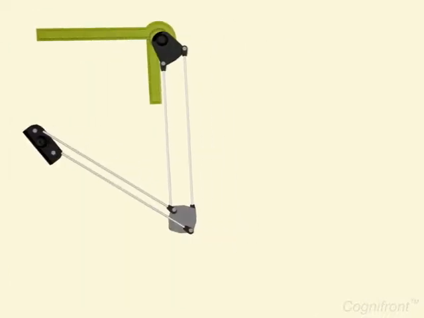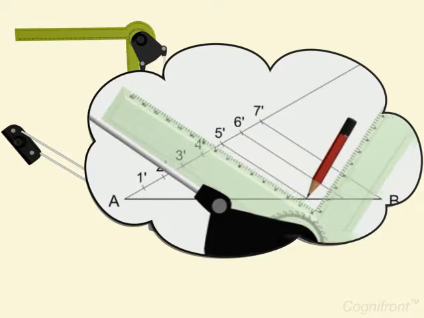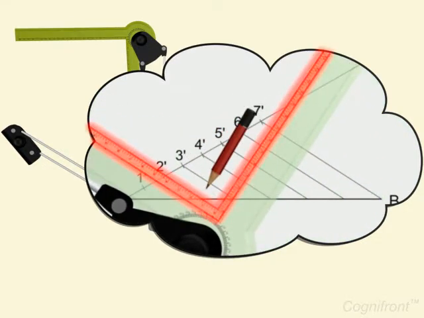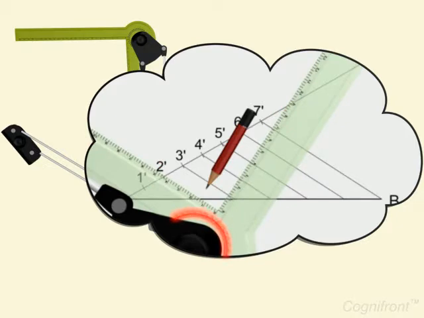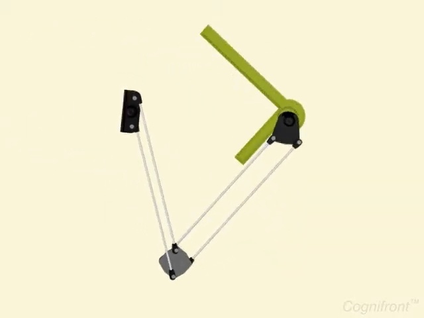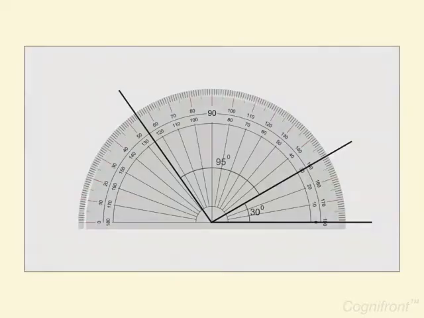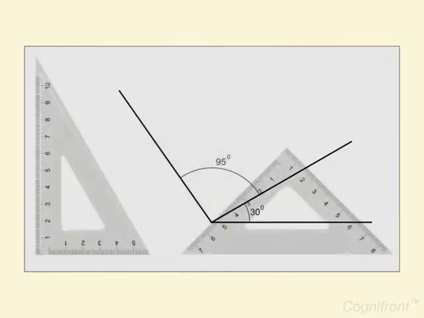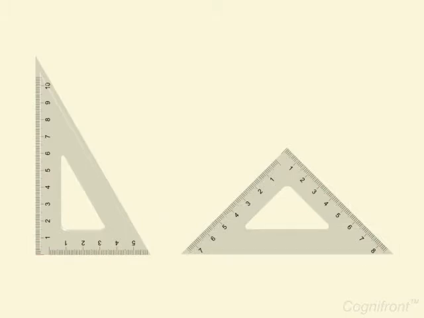The drafter is a very useful tool for drawing parallel lines at any given inclination. It has scale as well as protractor inbuilt. Looks like a robot, isn't it? Protractor is used to measure and lay out angles. Another tool is set squares, also known as triangles. They come in flavors of 30, 60, 90 degrees and 45, 45, 90 degrees.